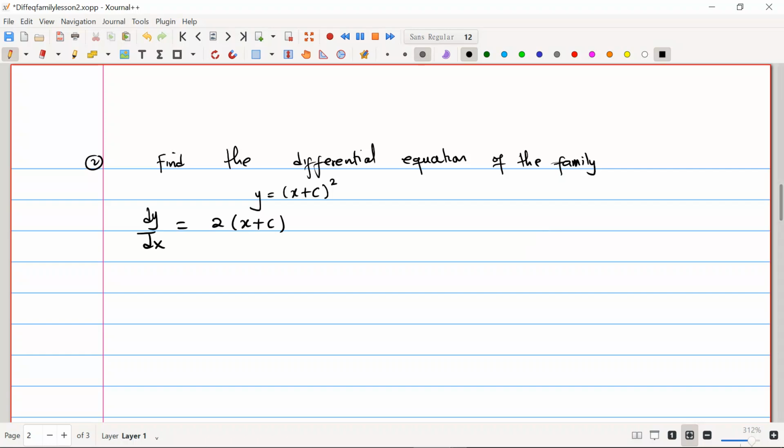I hope you know how to take the derivative of these kinds of functions. I use the chain rule here, where I take the derivative of the inside to get 1, bring 2 in front, and subtract 1 from the power. You can watch my other videos on derivatives as well.